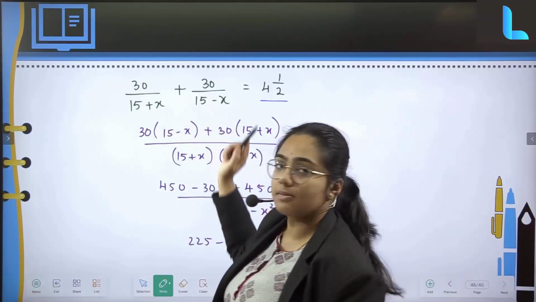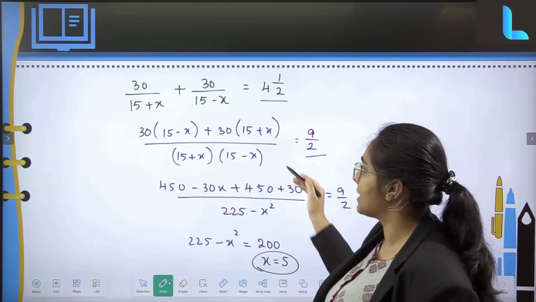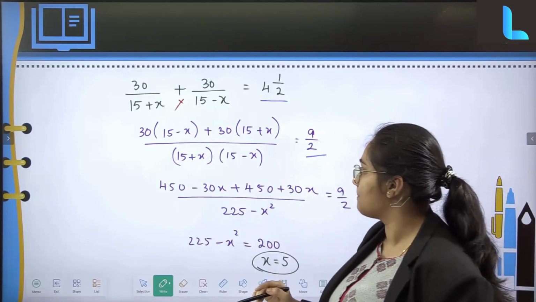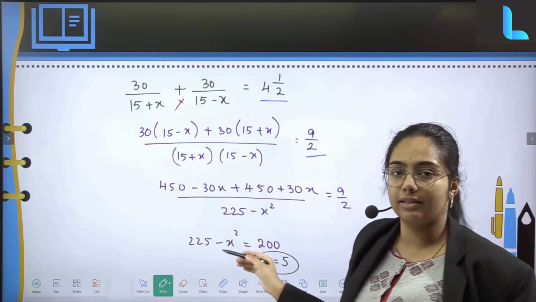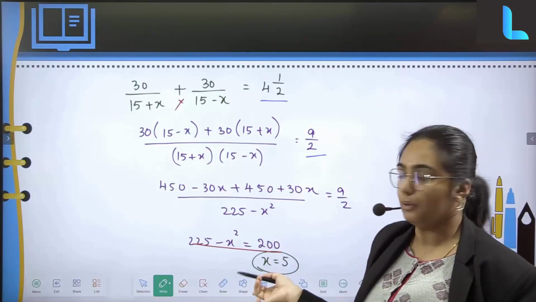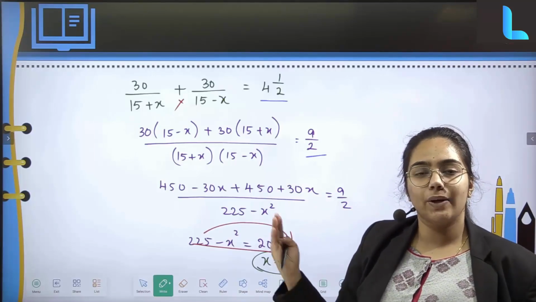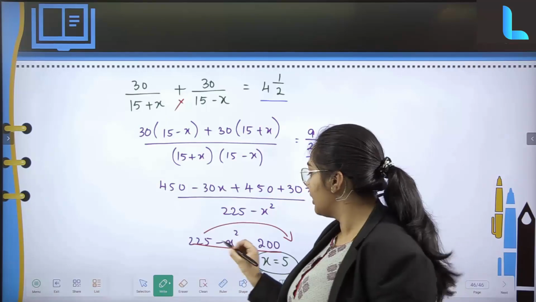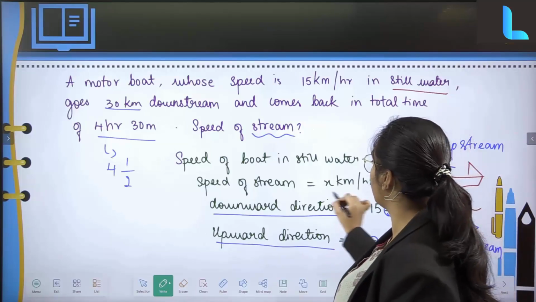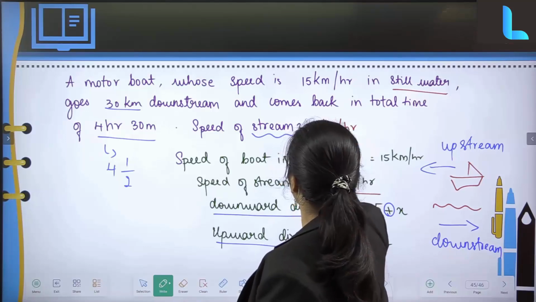So just take cross multiplication, that is 30 into 15 minus x plus 30 into 15 plus x divided by, multiply this. This is in the format of a plus b and into a minus b, right? So when I'm equating for everything, I will finally get an equation of 225 minus x square is equal to 200. This 225, when it comes to the other hand side, it becomes 25. So x square is equal to 25. Consider the root. So the value of x is going to be equal to 5. So once I've got the value of 5 over here, I can just simply put over here the speed of the stream is going to be 5 kilometer per hour.